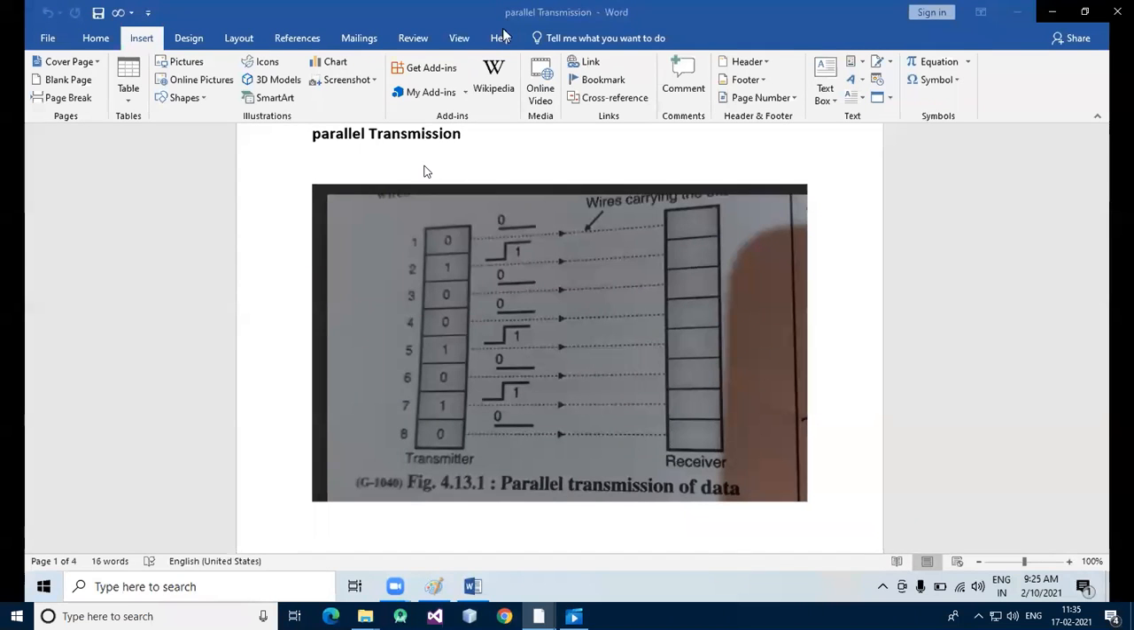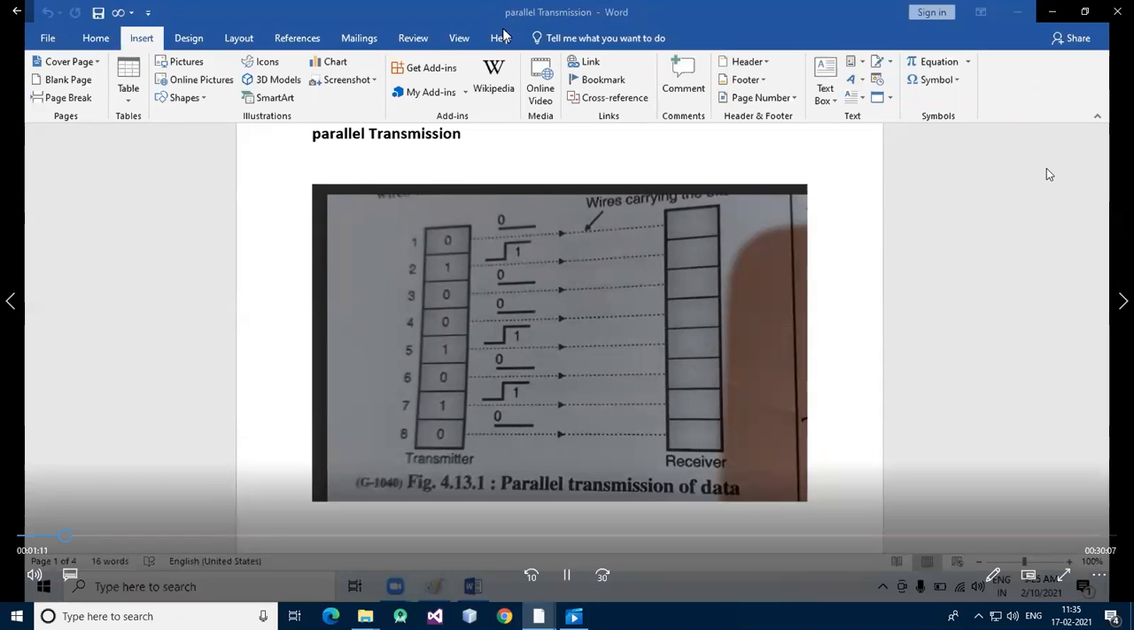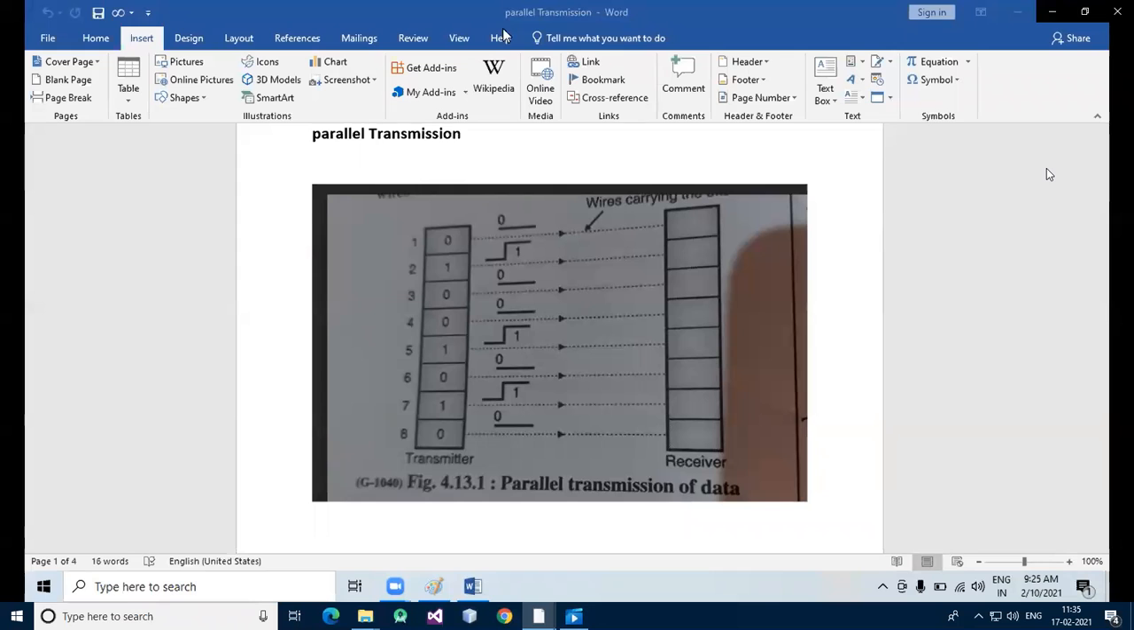Okay, in parallel transmission of data, all the bits of bytes are transmitted simultaneously on separate wires. So here in this figure, you can see that this type of transmission requires multiple wires for interconnecting the two devices.